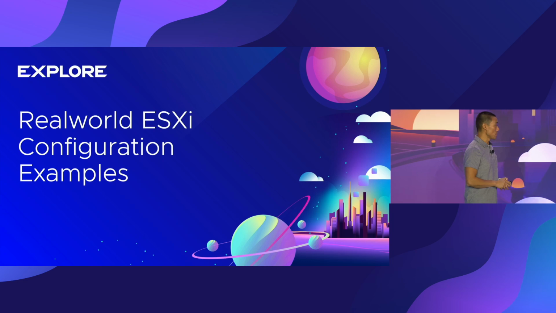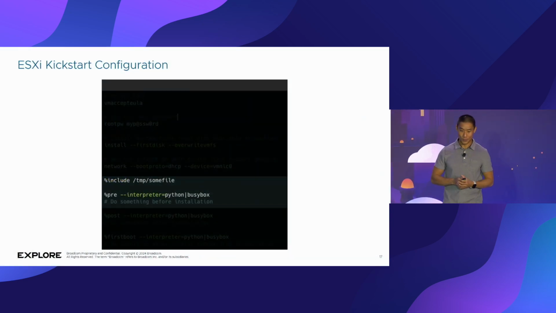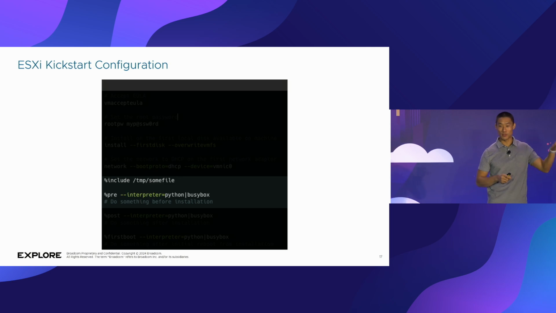So let me now jump into some real-world applications and some configuration examples and see if these resonate with you. In this case, we're going to take a look at a Kickstart file, and we're using an include file. And this is really neat because you can actually specify these files, and they don't have to exist yet. The idea here is that you want to do something prior to the installation.